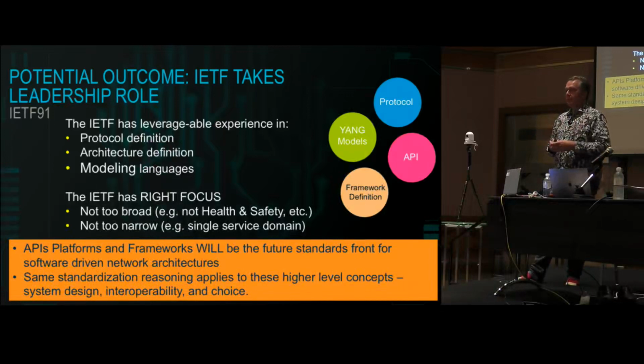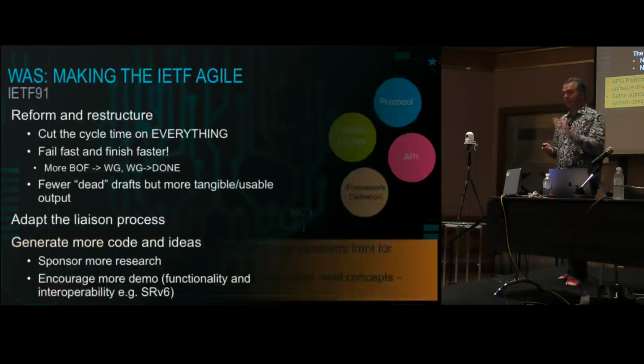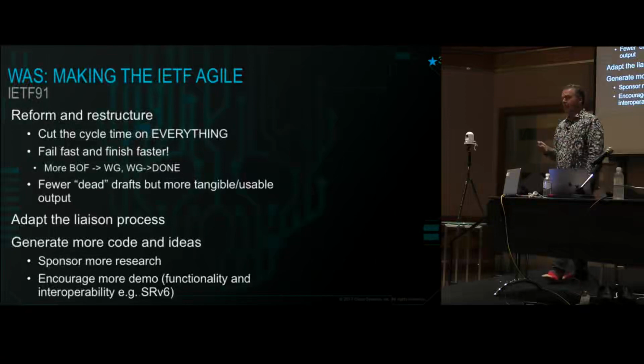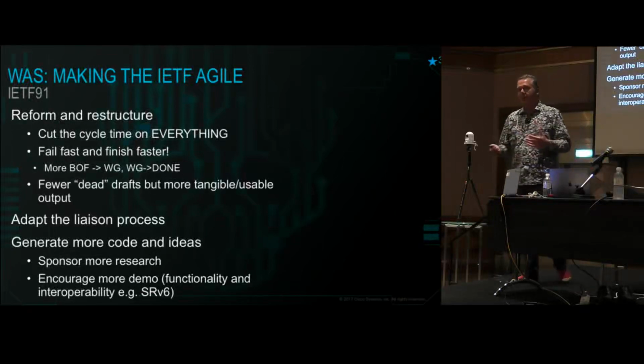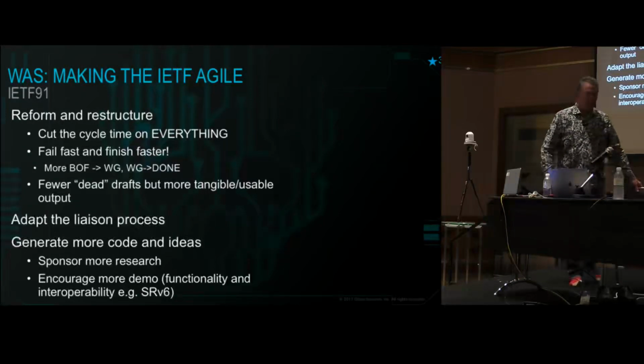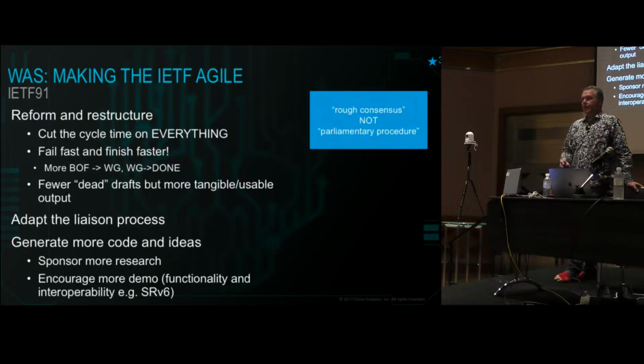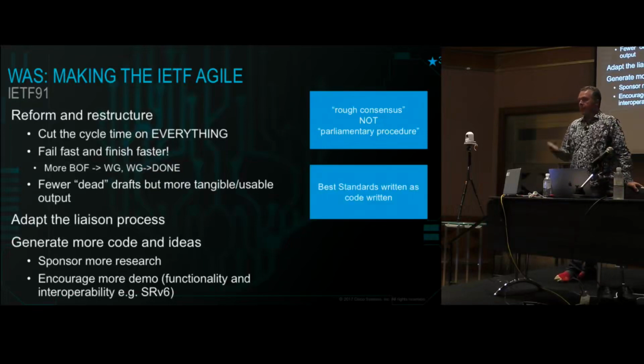Of course, it's very interesting if you're trying to standardize an API and you're not involved in the production of the code. Those are almost mutually exclusive, so something to think about, and we'll get to that in a bit. Can we make the IETF more agile? Perhaps changes in the liaison process and in how the IETF works with other SDOs or open source were critical. A call to create more code and ideas. Claims around rough consensus versus parliamentary procedure, as many open source communities derive consensus in a different way, and we'll talk about that.